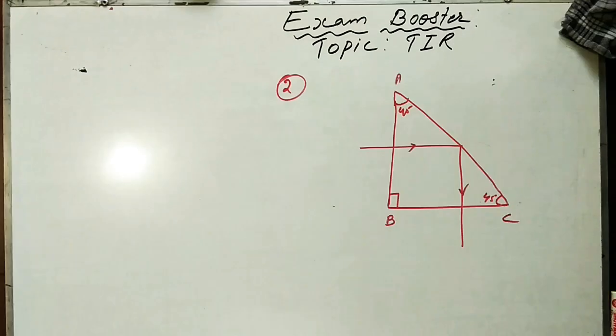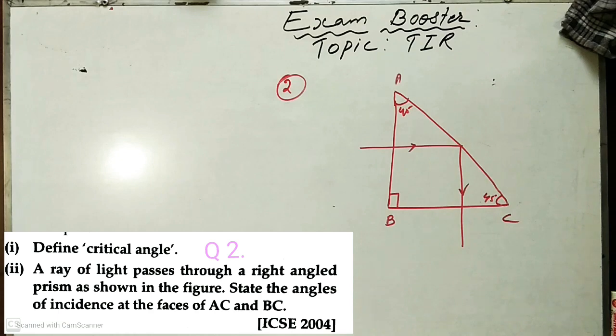Fine. Moving on to question number 2. The first part is: define critical angle. What is critical angle? All of you must learn the definition. The critical angle is the angle of incidence in the denser medium for which the angle of refraction in the rarer medium is 90 degrees. All of you know the definition.